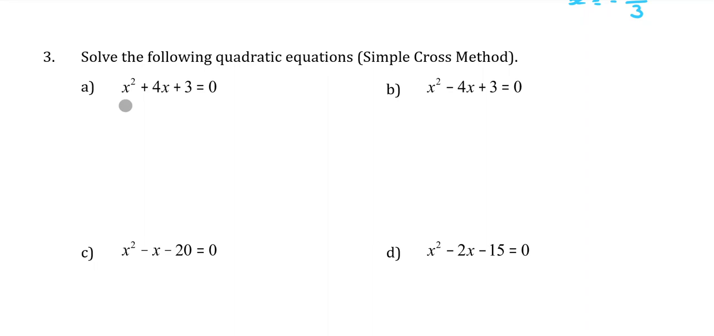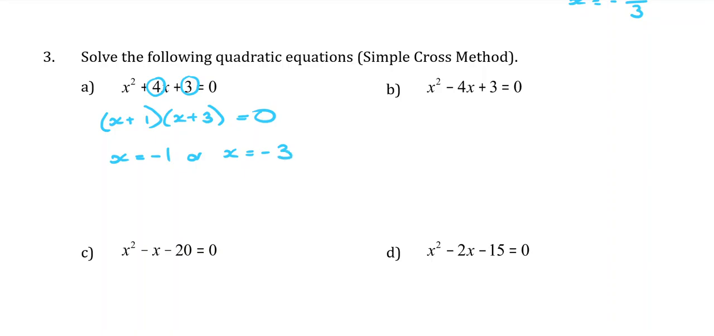Question 3, we're going to use the cross method, which is for the monic trinomial. So we are going to look for two things that times to give the 3 and add to give the 4. That would be 1 and 3. Then I can use null factor. From the first bracket, I would get x is equal to minus 1. From the second bracket, I get x is equal to minus 3.